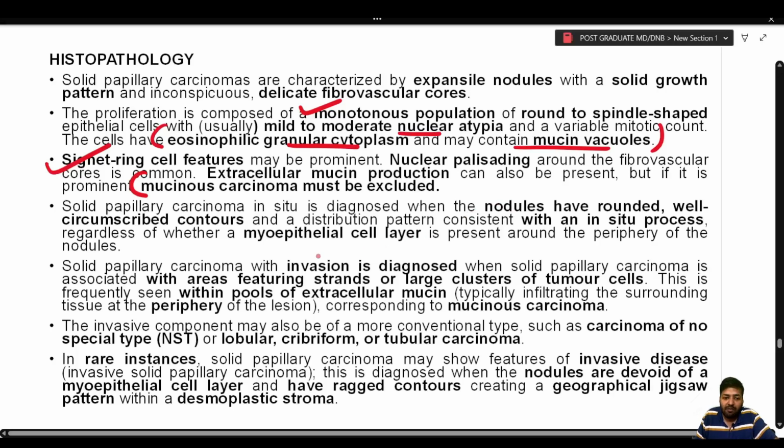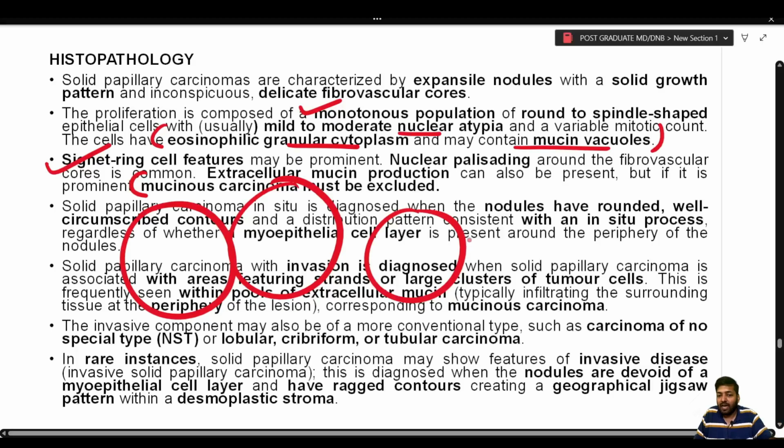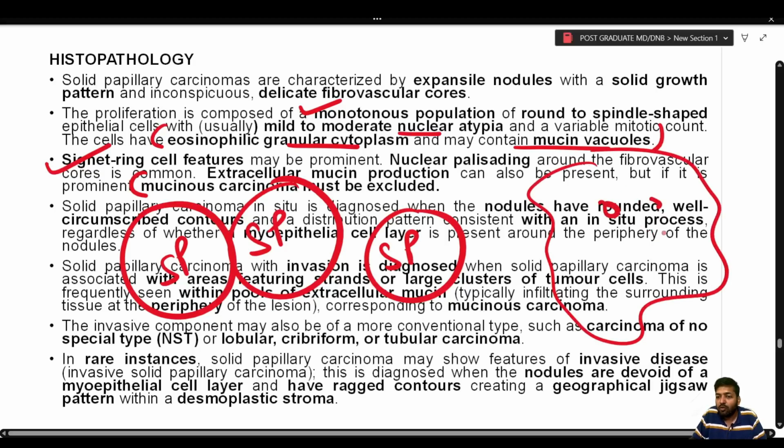Solid papillary carcinoma with invasion is diagnosed when a solid papillary carcinoma is associated with a mucinous carcinoma. So sometimes you might have areas of solid papillary carcinoma in situ, along with certain areas containing mucin. In the mucin, you might see the mucinous cells or the epithelial cells basically floating in the islands of mucin. So this is a solid papillary carcinoma which is associated with a mucinous carcinoma. So this can occur.